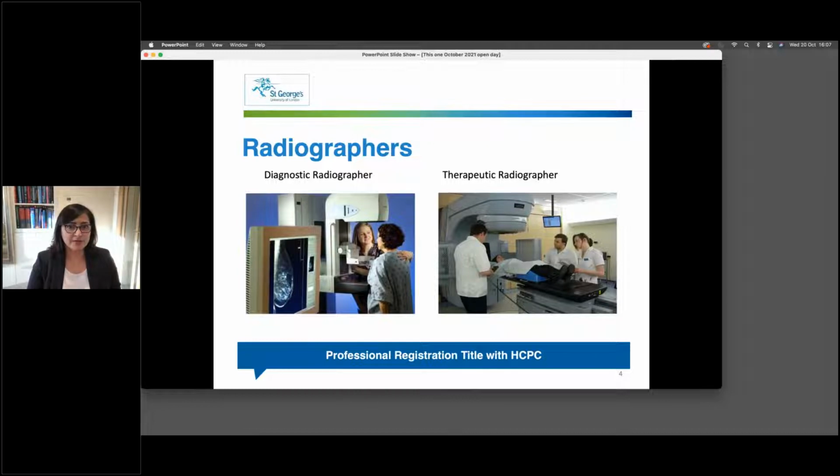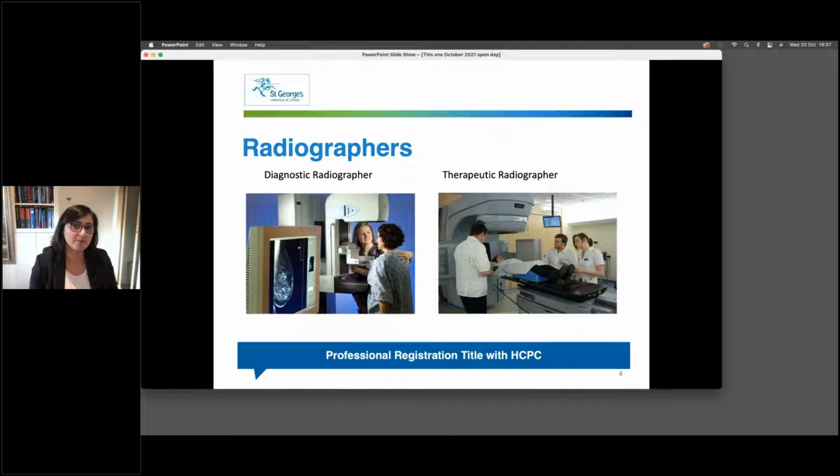Now, there's 2 types of radiographers, a diagnostic radiographer and a therapeutic radiographer. Both are completely different. They have different programs, so you study separately, you study 2 different professions, totally different. And when you work, you're working either as a diagnostic radiographer or a therapeutic radiographer. So if you train as a diagnostic, you're not going to be working in a therapeutic radiography environment. If you train as a therapeutic radiographer, you're not going to be working in a diagnostic environment.